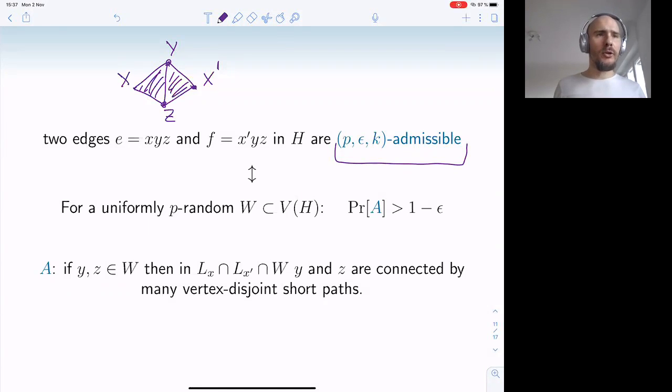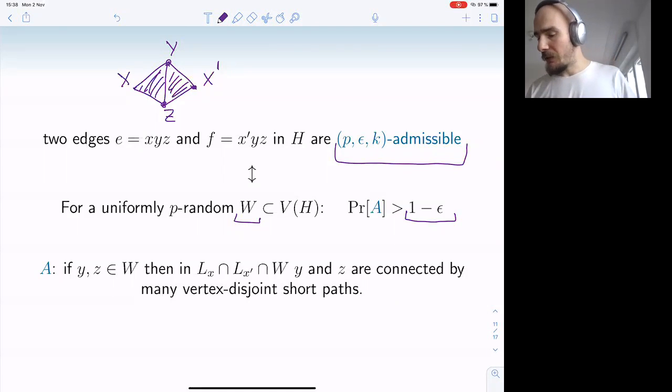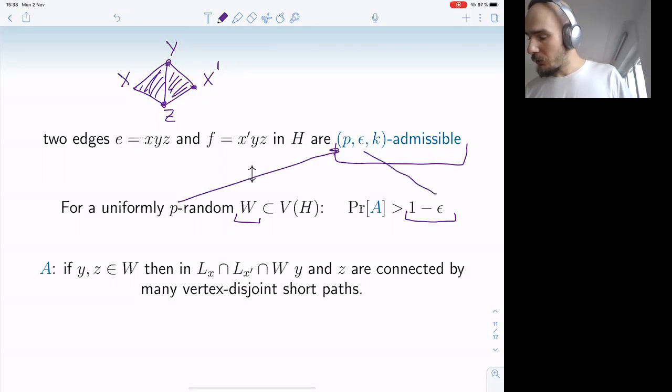for a random set W, which is chosen by flipping a coin for each vertex with probability P, so a standard P-random subset of our set of vertices, a certain event happens with high probability, with probability 1 minus epsilon. Again, this is just including each vertex with probability P independently of the others. We form a random set of vertices, and then a certain event happens with high probability, which is encoded both, like P is encoded here, epsilon is encoded here.